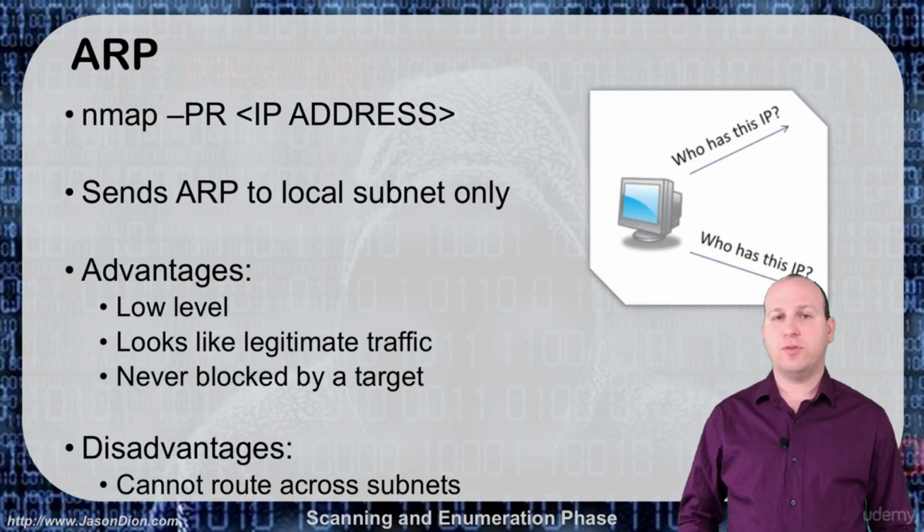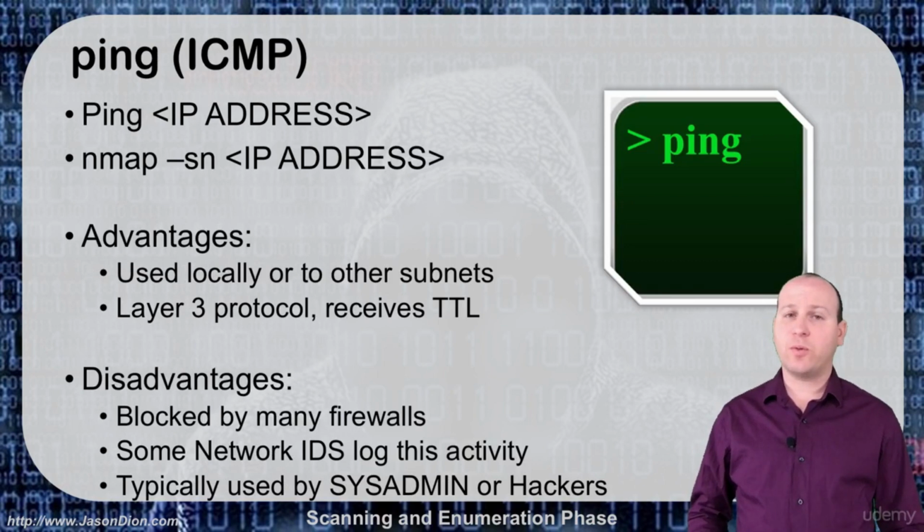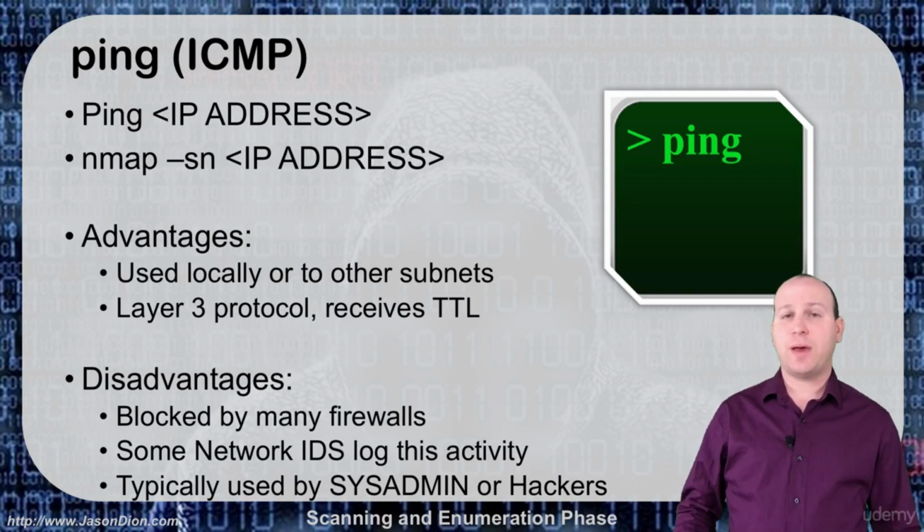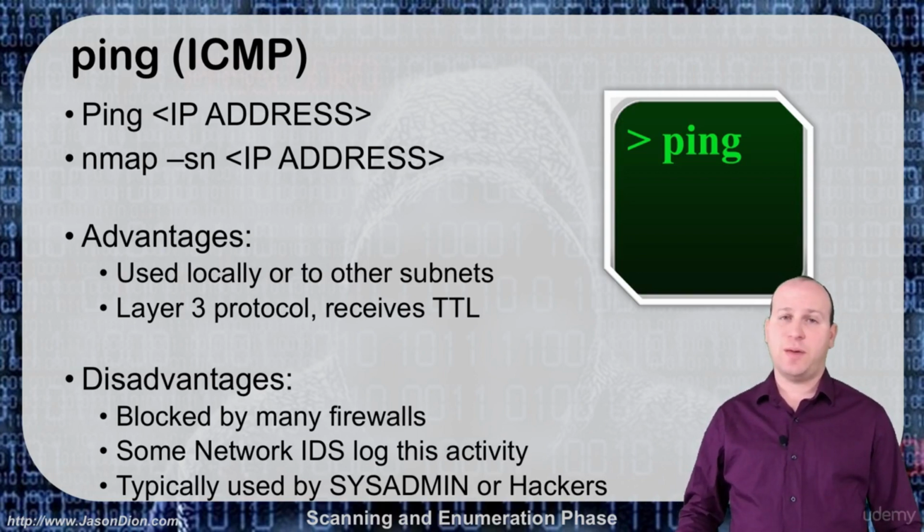That's a drawback of using ARP. So how do we get by that? Well, you migrate on to what we call ping. Now when we do a ping scan, we're actually using ICMP traffic, Internet Control Messaging Protocol. And the way we do this is we can use a regular ping command in Windows or Unix, and we just do that by doing ping and the IP address, or we can use Nmap to do it by doing nmap -sn and the IP address.